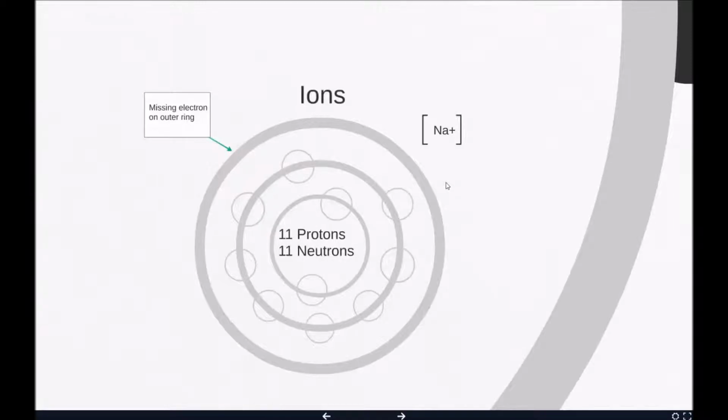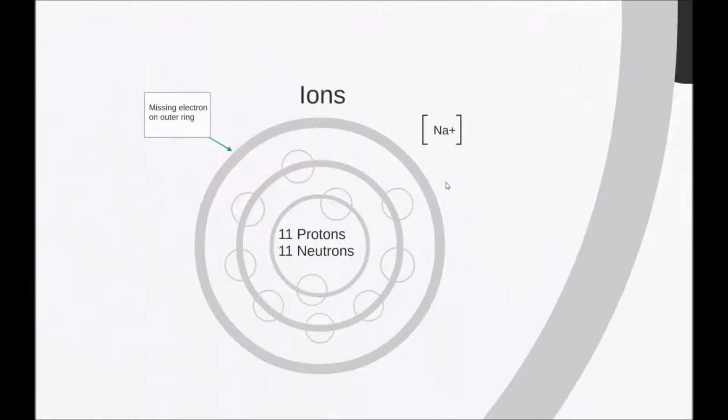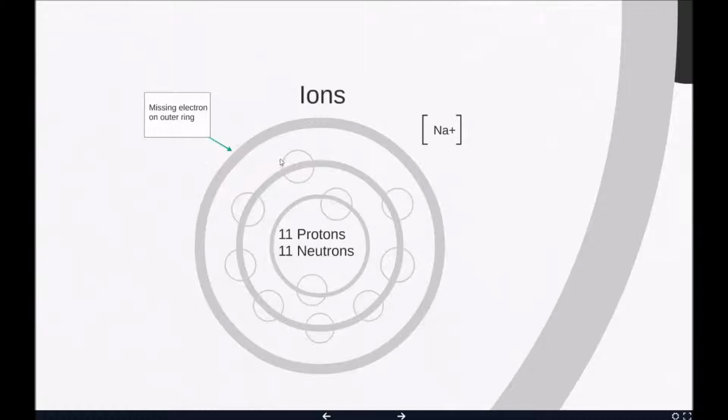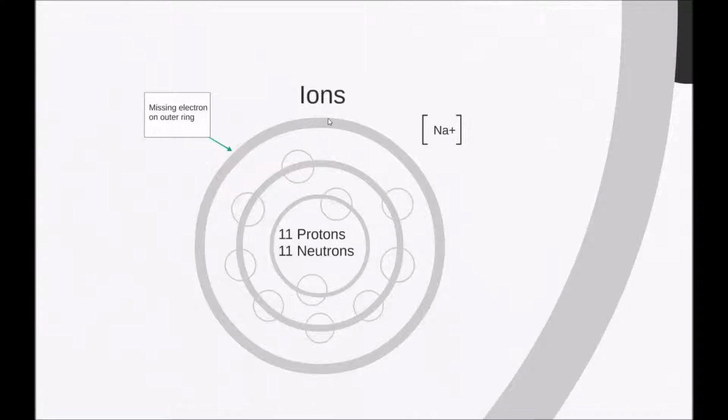Now, ions. For this example, I'm going to be talking about a different type of atom, and this is sodium. Sodium has 1 electron in its outer ring. But when it loses it to chlorine, which becomes chloride, it becomes an ion, because an ion is an atom that has lost or gained an electron from its standard form, and that's what makes it have a positive or a negative charge.